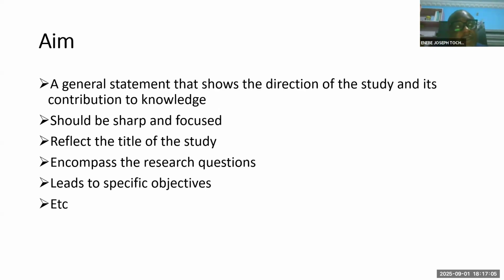You can see, that's what I said. So it's almost related to the study, the study in general. That's most of the time the aim, the general aim. Now, it encompasses the research question and then leads to what? Research objectives. So when you have found your aim, what answers the aim is then the research objectives.